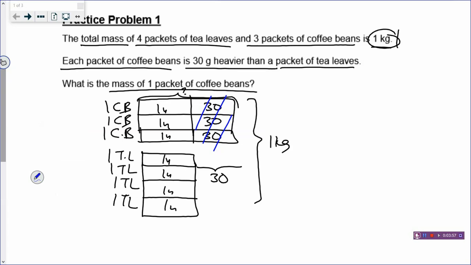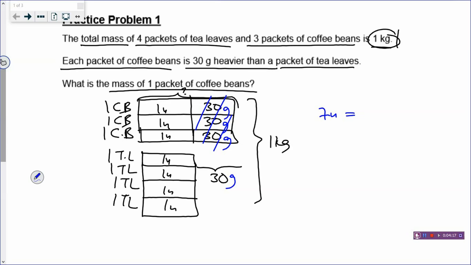So we take away all the numbers and the whole model has become smaller. And so you will have 7 units left in the model, right? And the 7 units can no longer be 1 kilogram. But before we continue, you need to take note, these are all grams, all the 30 grams, and this is 1 kilogram.